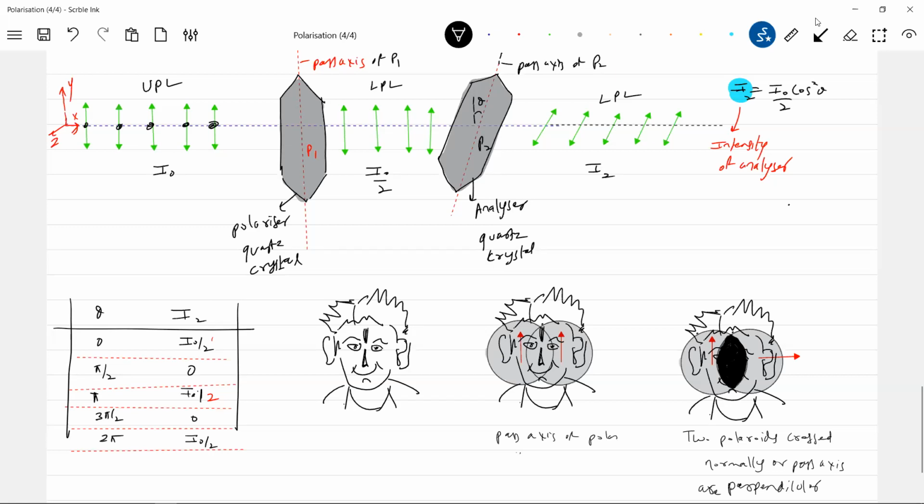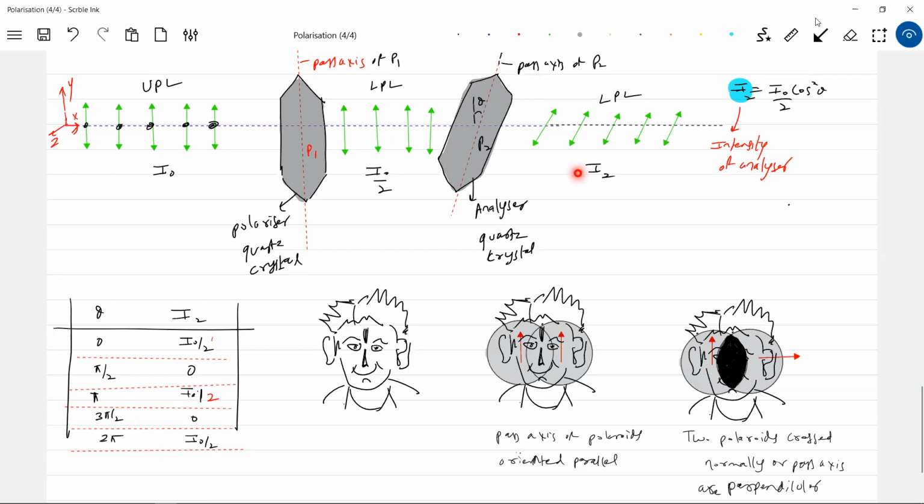The pass axes of the polaroids are oriented parallel. We are able to see with less intensity. Some light will be blocked here. So how much? Suppose I naught comes. This will block I naught by 2. Will it be I naught by 4? No, I naught by 2 only.